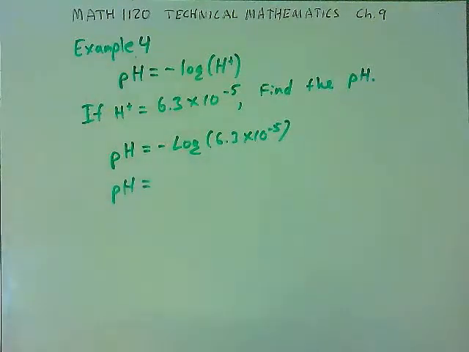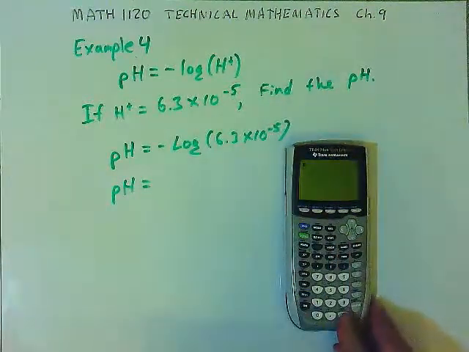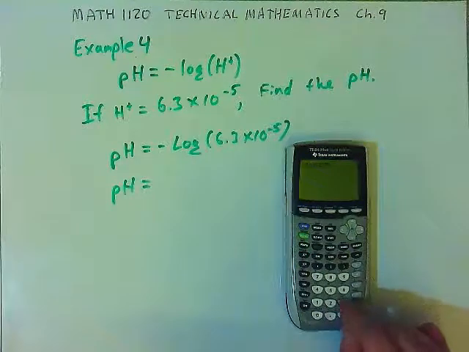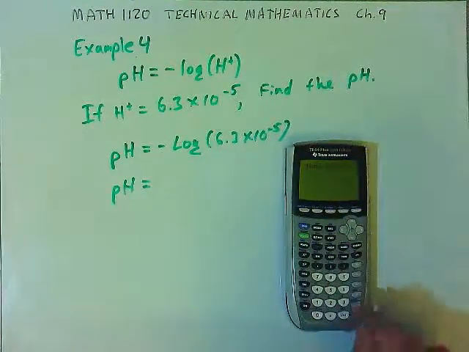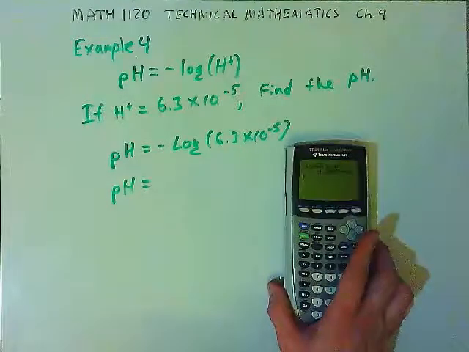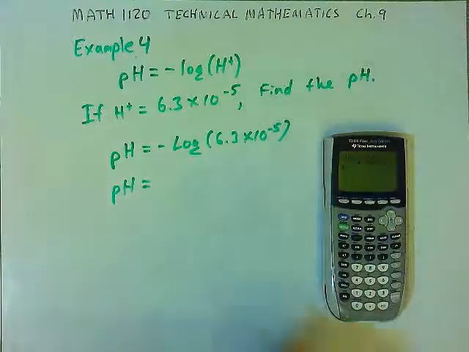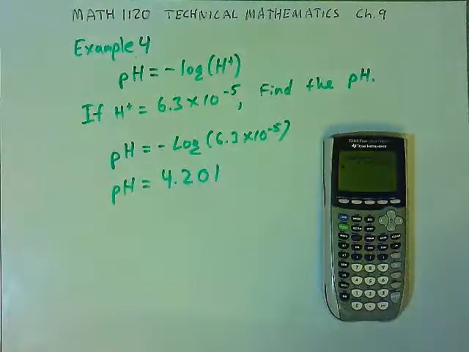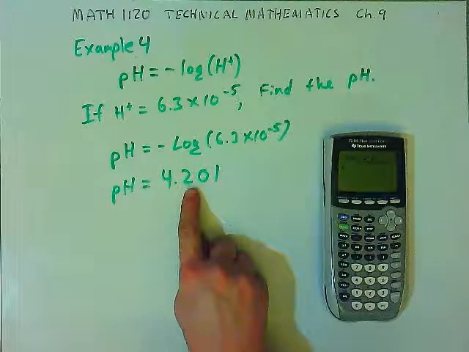The pH will equal, and so we'll type into our calculator, negative logarithm of 6.3 times 10 to the negative 5th power, and we get 4.201. And so the pH is going to be 4.201. The book says to round to just 2 significant figures, or to 1 decimal place, which would be 4.2.